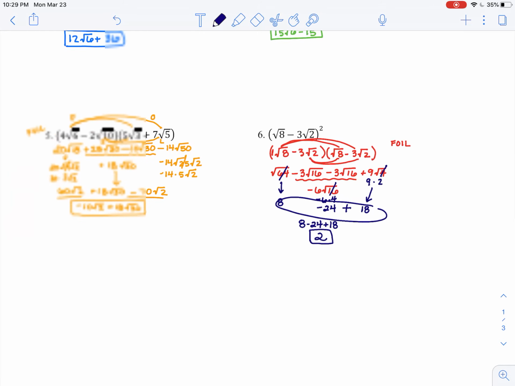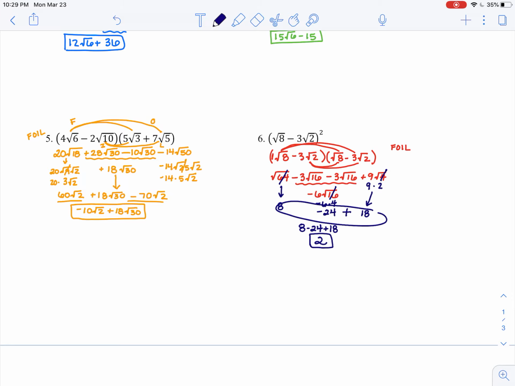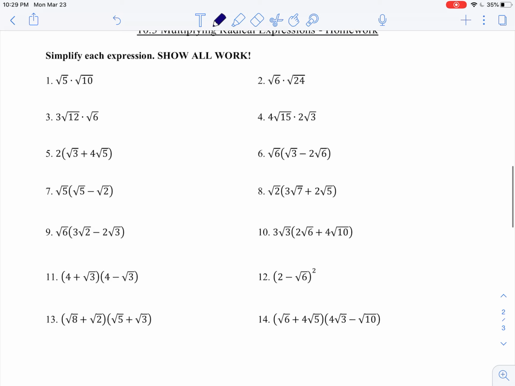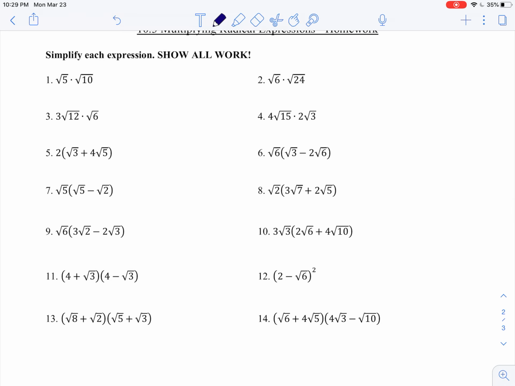Tonight's homework is attached to this note sheet. Please make sure that you show your work for every question. You will not get credit if you don't have the work. You certainly cannot do these in your head, neither can I.